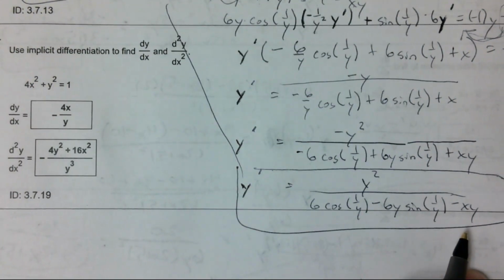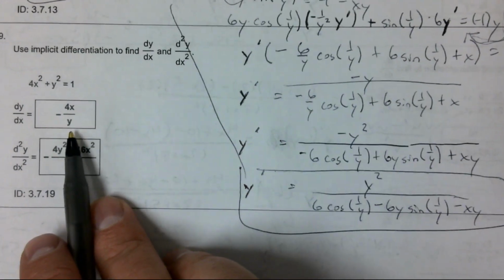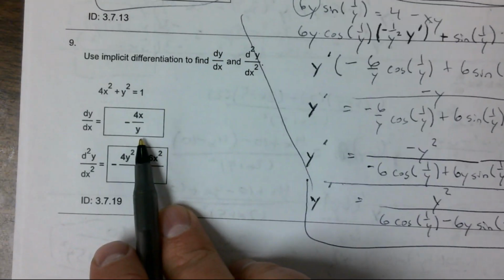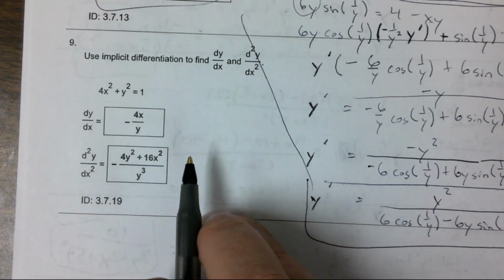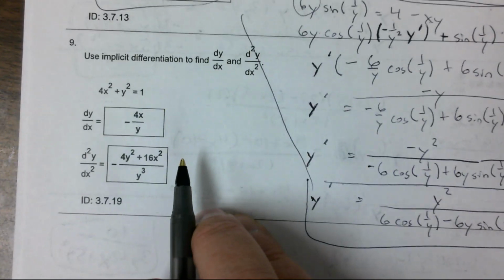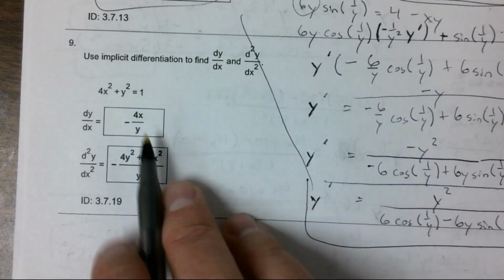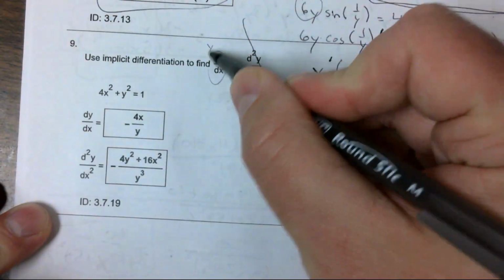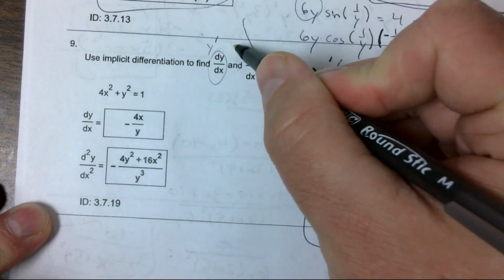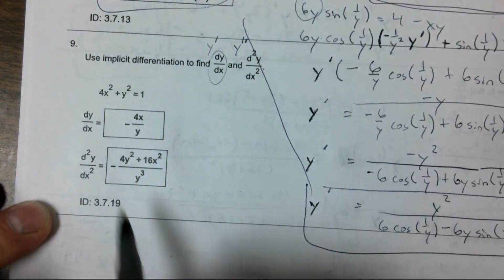Okay, on our next one, it doesn't have trig anymore. So here we have 4x squared plus y squared equal 1. Now, it looks like a short problem, but notice you want the first derivative, which is y prime, and the second derivative, which is y double prime. So this one has 2 answers.